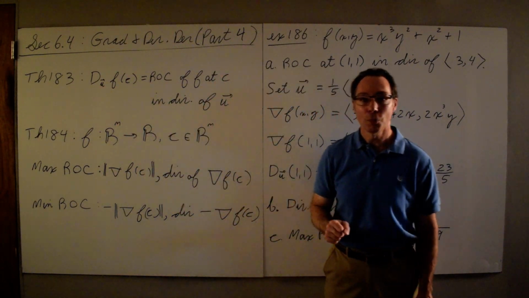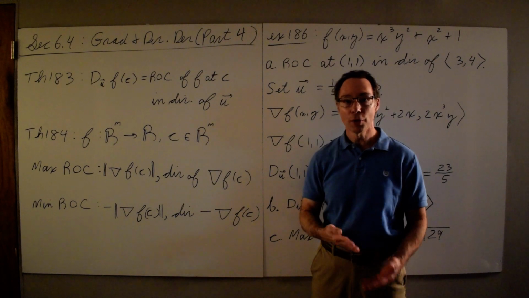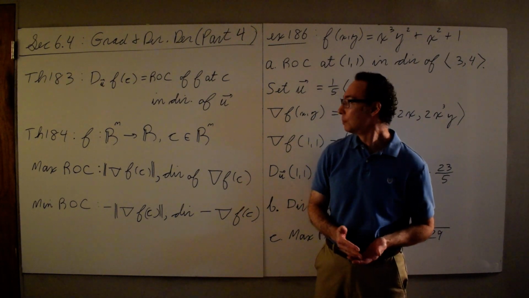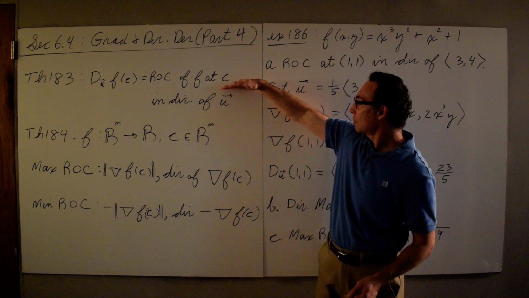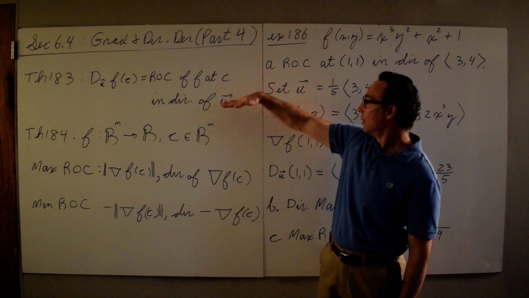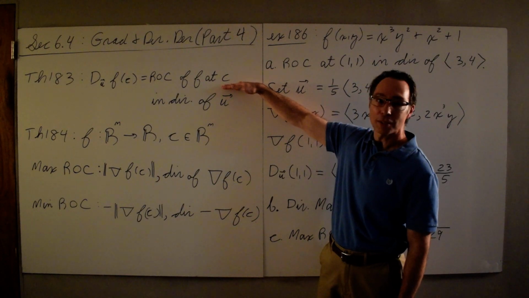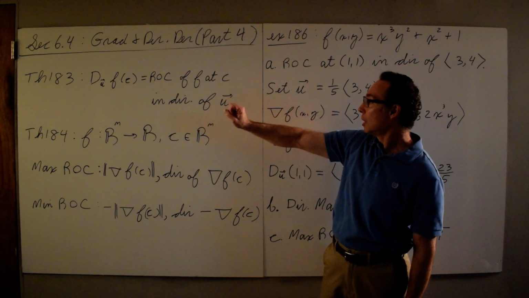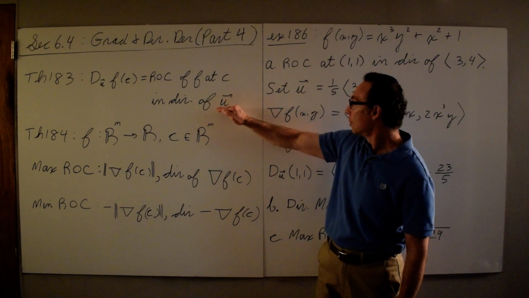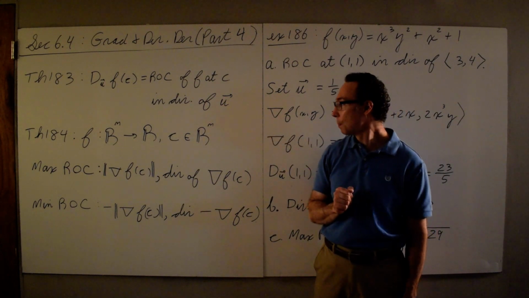So again, we have some form of the derivative as the rate of change. We're looking at the rate of change of f at C in the direction of u, and that is the directional derivative of f at C in the direction of u. Keep in mind, I didn't write it on the board, but u is a unit vector.